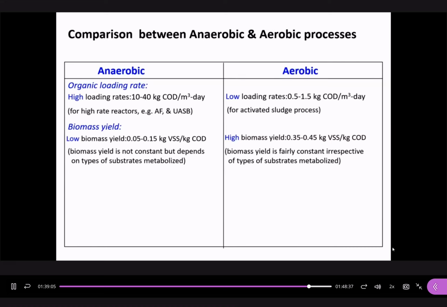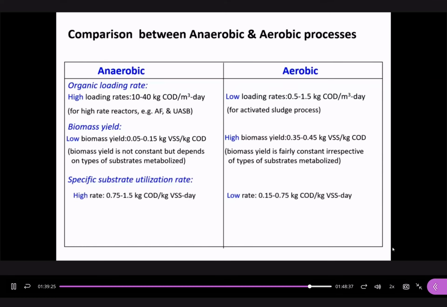Biomass yield is not constant, but depends on types of substrate metabolized. So here, in anaerobic treatment, the growth rate of microorganisms is low compared to that in aerobic. Specific substrate utilization rate in anaerobic treatment is high, 0.75 to 1.5 kilogram COD per gram VS per day. Aerobic is 0.15 to 0.75. So this is a few times higher substrate utilization rate.